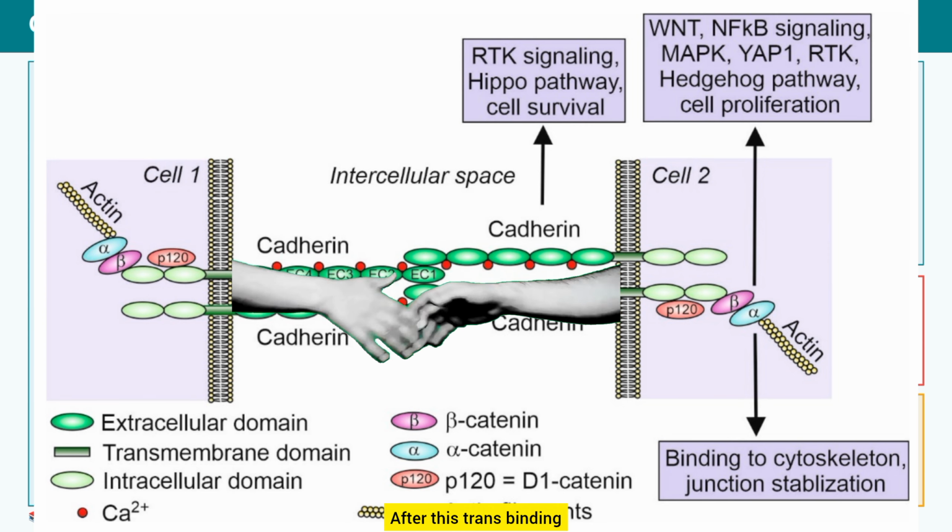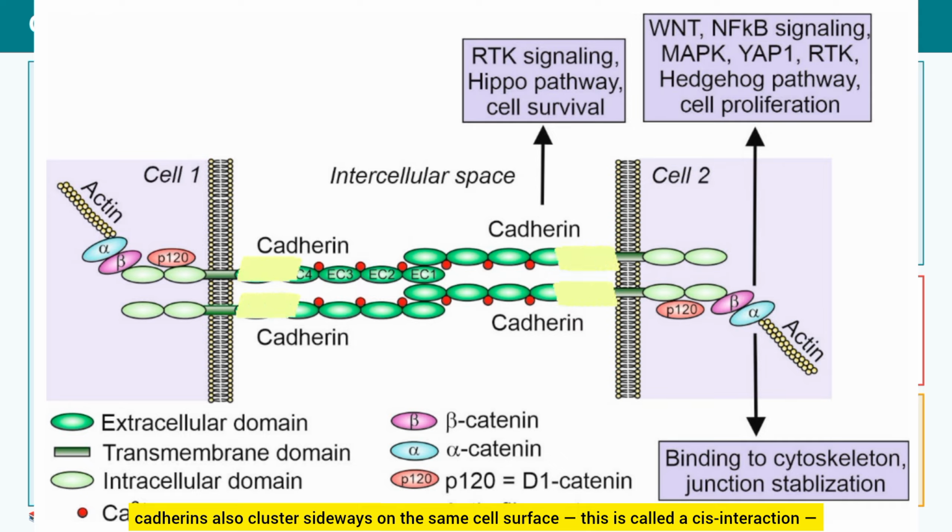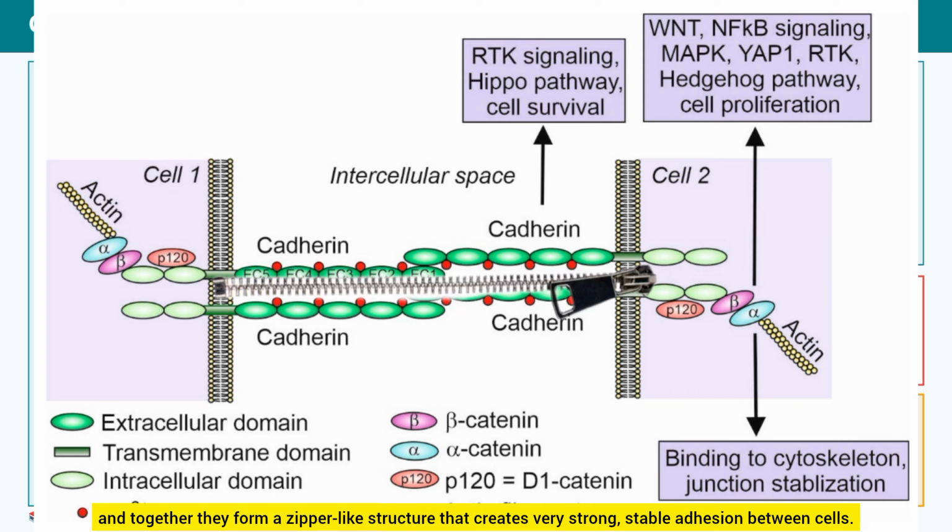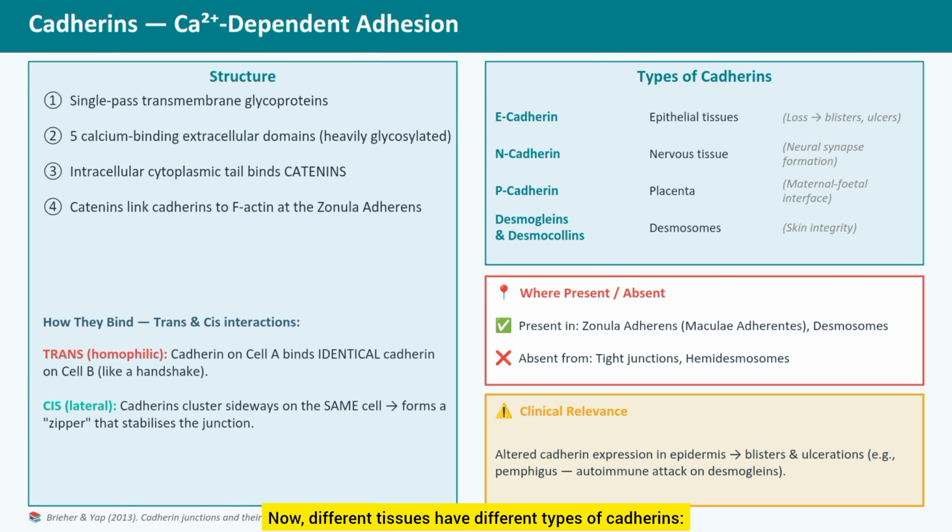After this trans binding, cadherins also cluster sideways on the same cell surface. This is called a cis interaction, and together they form a zipper-like structure that creates very strong, stable adhesion between cells. Now, different tissues have different types of cadherins.